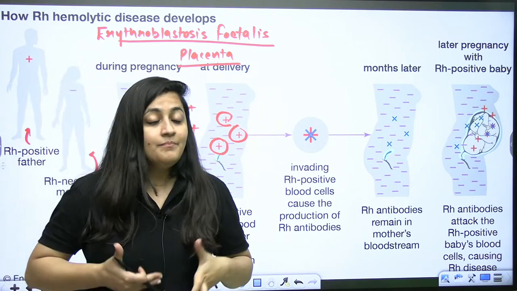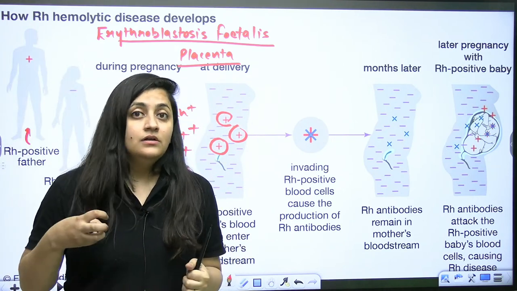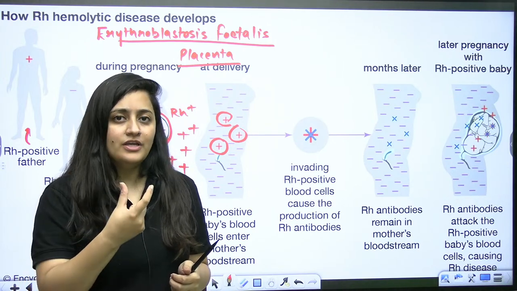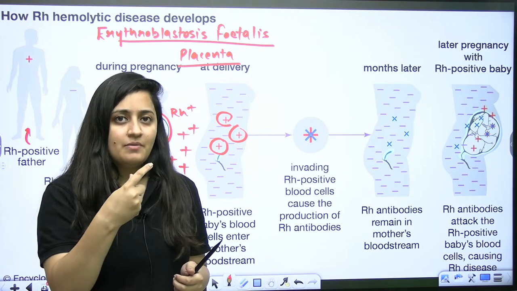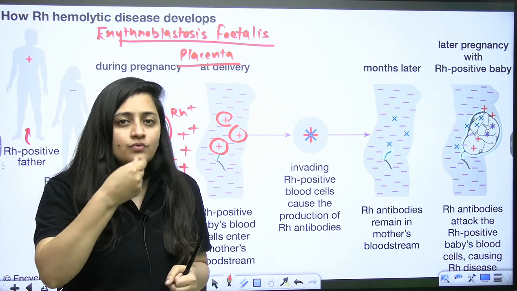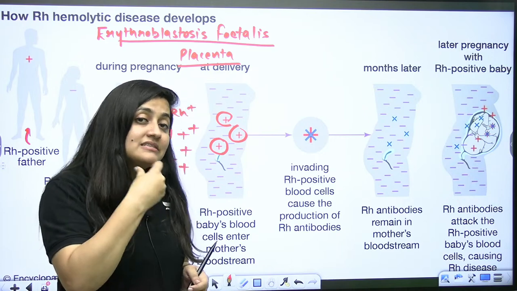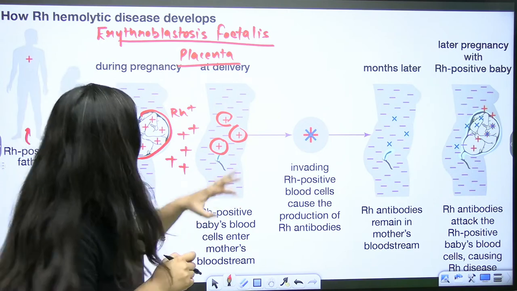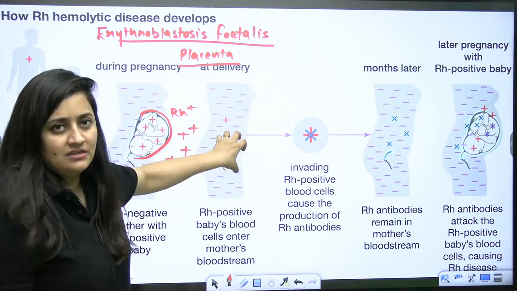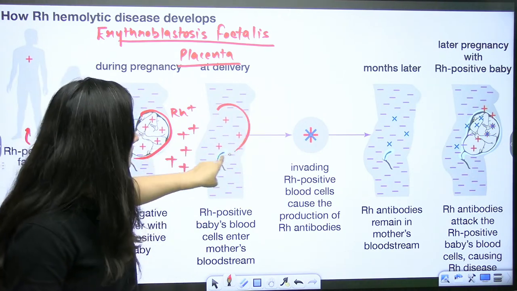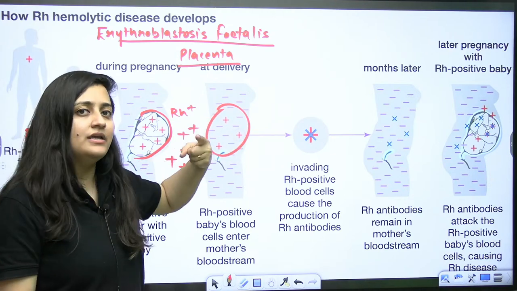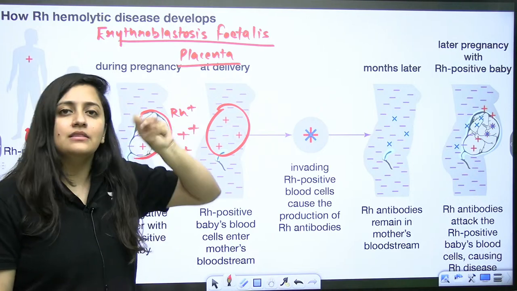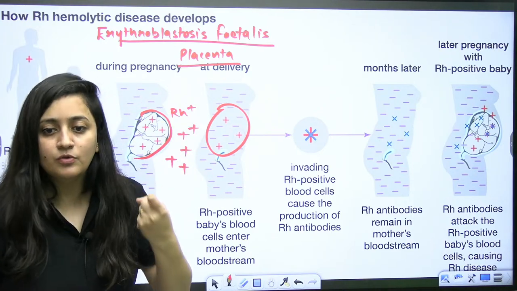Now, let's say there is some intruder in my body, foreign molecules, antigens. Obviously my body's immune system will get active and start producing antibodies against it. So during childbirth, when the Rh positive blood enters the mother's circulation, the mother's body will start making antibodies against it. That's how our immune system works.